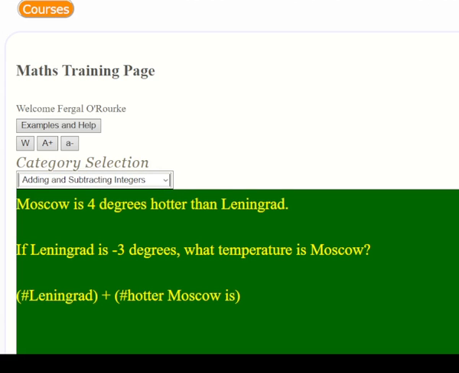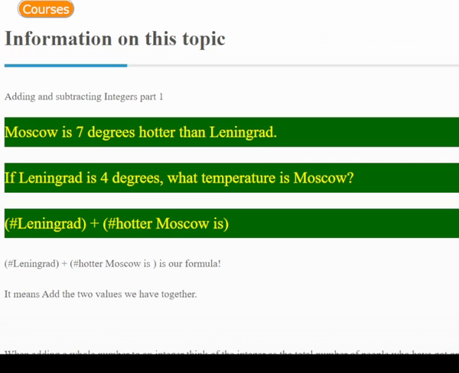As usual, if you need some help, you can click on the examples and help, and that will give you some instructions on what to do. So here it says, Moscow is 7 degrees hotter than Leningrad. If Leningrad is 4 degrees, what temperature is Moscow? So we want to think, what's a formula for this? How do I find out what temperature it is in Moscow? And to do that, well, Moscow is hotter than Leningrad, so we find the temperature in Leningrad and we add how many degrees hotter Moscow is to that. So that's our formula. We'll be adding together the 2 pieces of information.